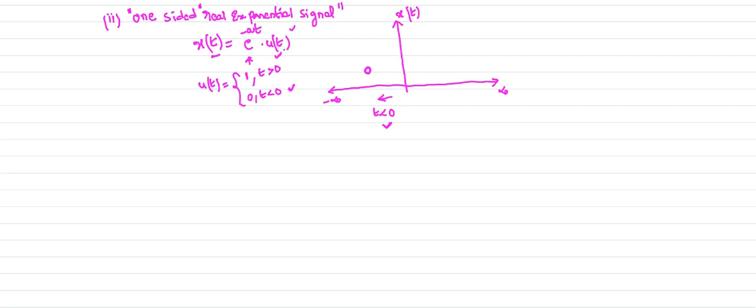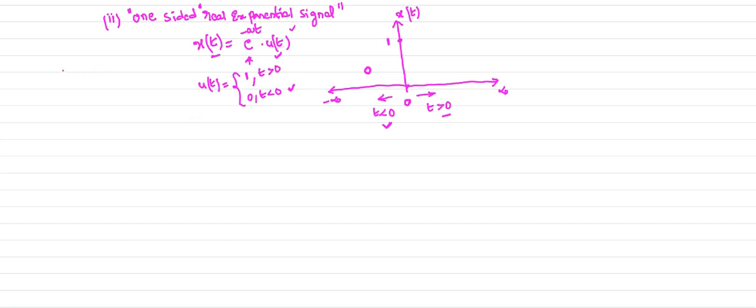Now your u of t is 1 for time t greater than 0. So this is your time t greater than 0. This is your 1 at time t equal to 0. At time t equal to 0 this value is 1. If you substitute t equal to 0 in this expression, you will get 1 value. And for time t greater than 0, you multiply your e power minus at by 1.